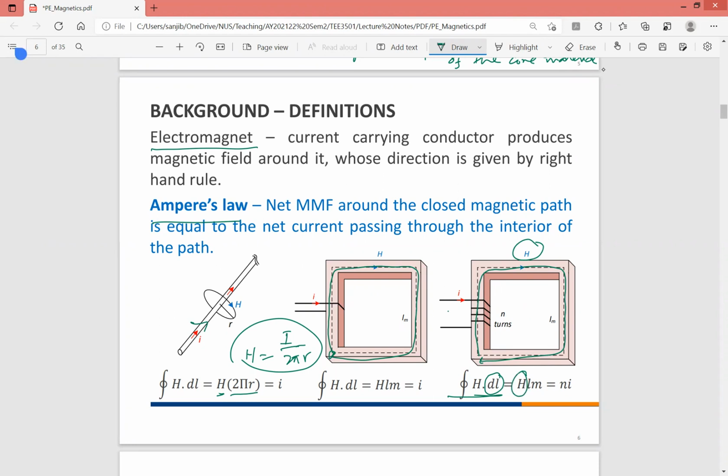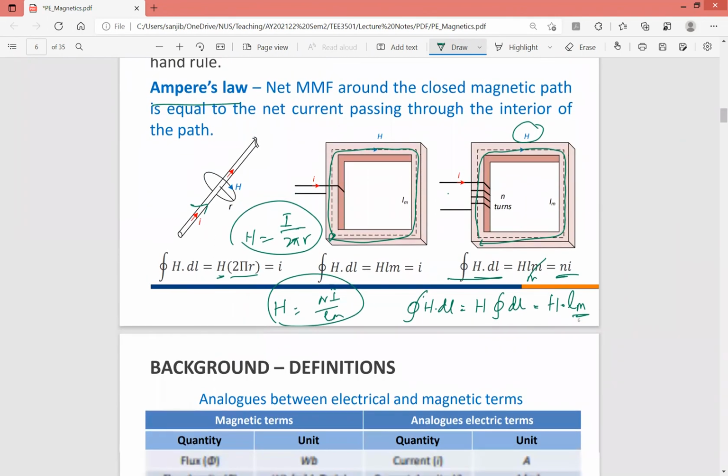So if H would be constant, then by the overall definition, you can see this integration will be coming as dl. H will be constant, integration of dl will be H times Lm, subscript m, right? So overall length of the path. So in other words, your H times Lm is equal to Ni ampere according to Ampere's law, because that is the number of turns multiplied by the current. So that gives basically the definition of Ni over Lm, the magnetic field intensity.